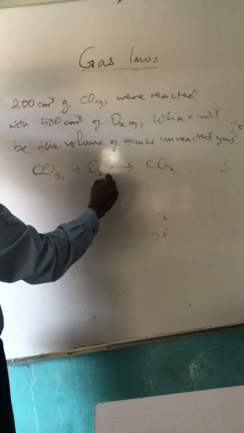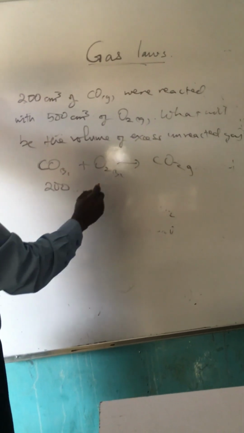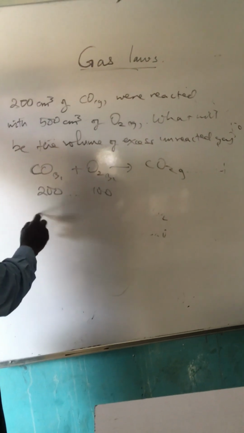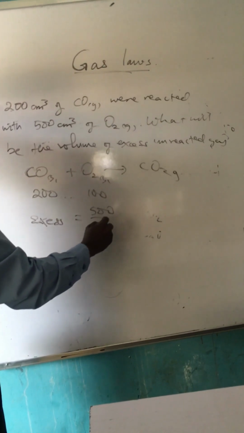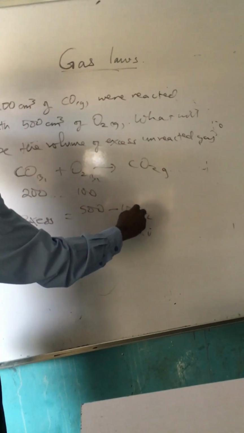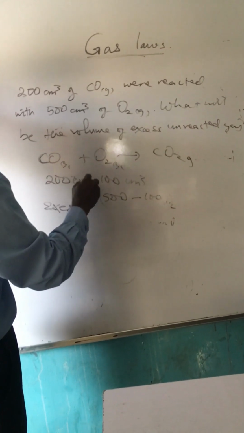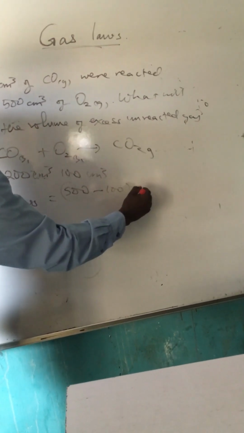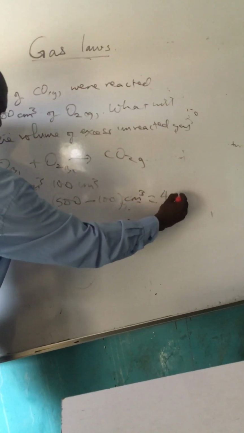So gas, gas, gas. We're told that this is 200, and what you expect here is 100. So that's how it is. Excess unreacted gas will be 500 minus 100 cm³. This is going to give us 400.